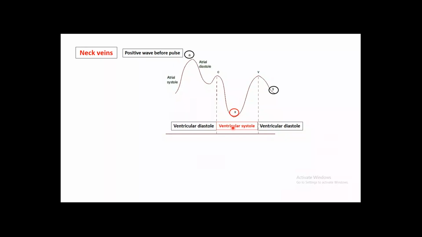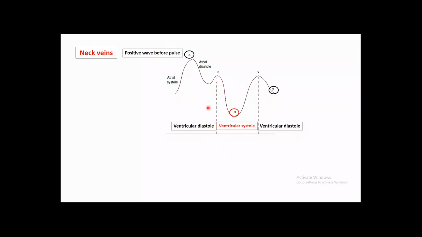So can we see this waveform in regular practice? Actually, the eye will appreciate the most positive one and the most negative one, which are the A wave and X wave. How to differentiate these waves? By timing with the carotid pulsation.